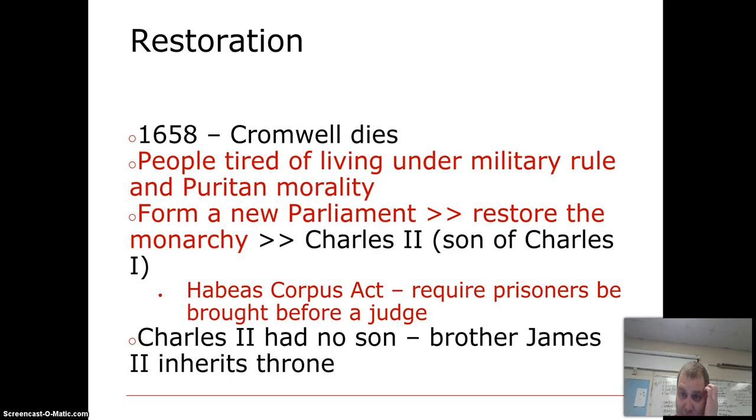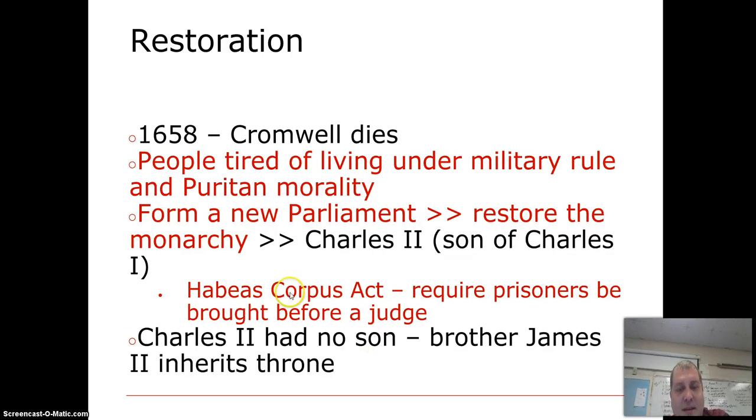Restoration: Cromwell dies, and people didn't like the military rule. So it's okay, look, that didn't work out, so we're going to bring back the king, because the king worked and you didn't. So they're going to form a new parliament and restore the monarchy. So we have the Restoration. Because they didn't have anywhere else to go, they went back to Charles. So they picked Charles II. We killed your dad, but we're going to bring you back.